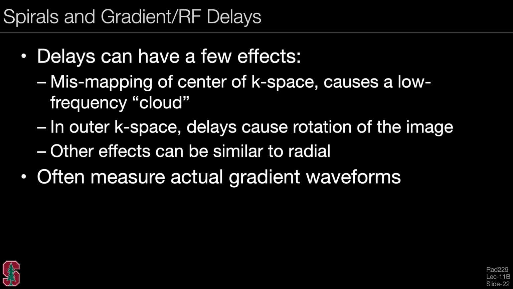Another comment that's important for spiral imaging is the impact of gradient delays. So the delays, as with radial, can lead to a mismapping of the center of K-space, and this can cause sort of a low frequency effect since it affects the inner K-space. In the outer K-space, delays typically cause a rotation of the image, so this is actually relatively easy to see as well as to debug. And then there are other effects again similar to radial imaging. So often in the case of these more complicated sampling trajectories, we'll actually want to measure the actual gradient waveforms to take into account delays as well as eddy current effects.